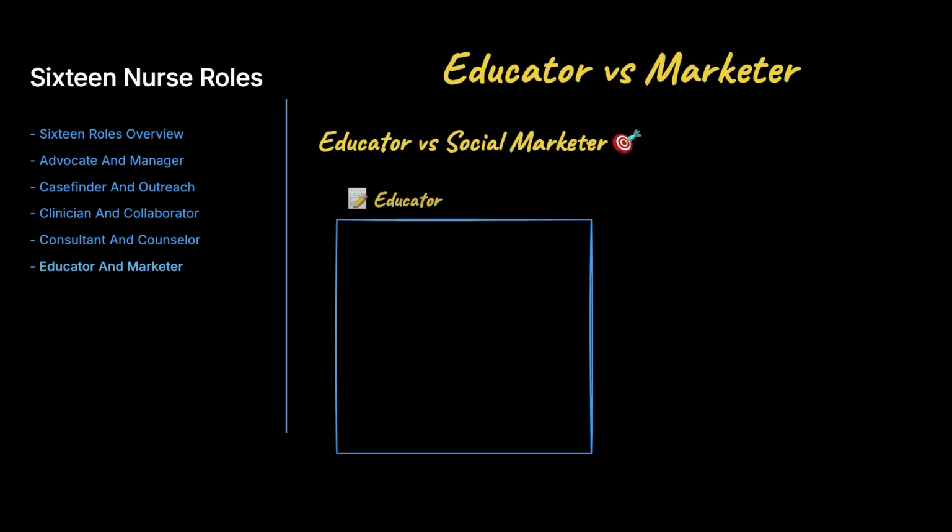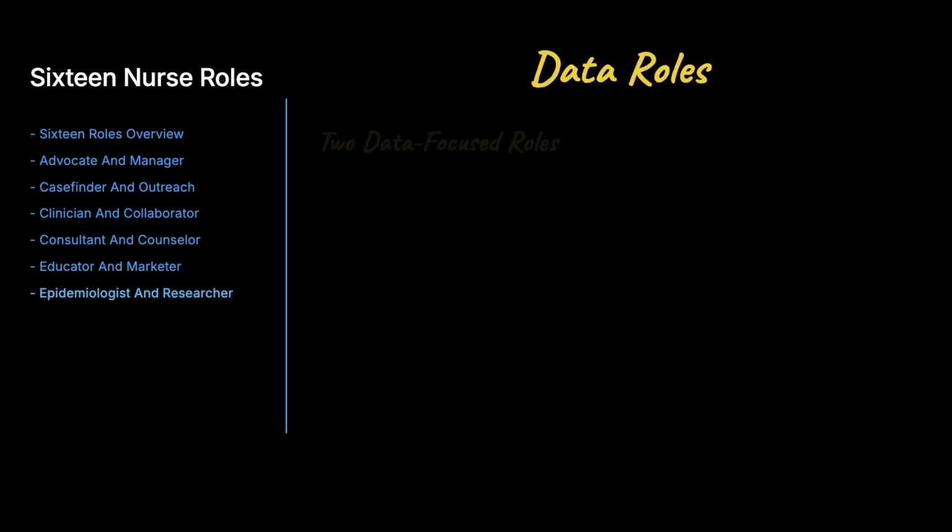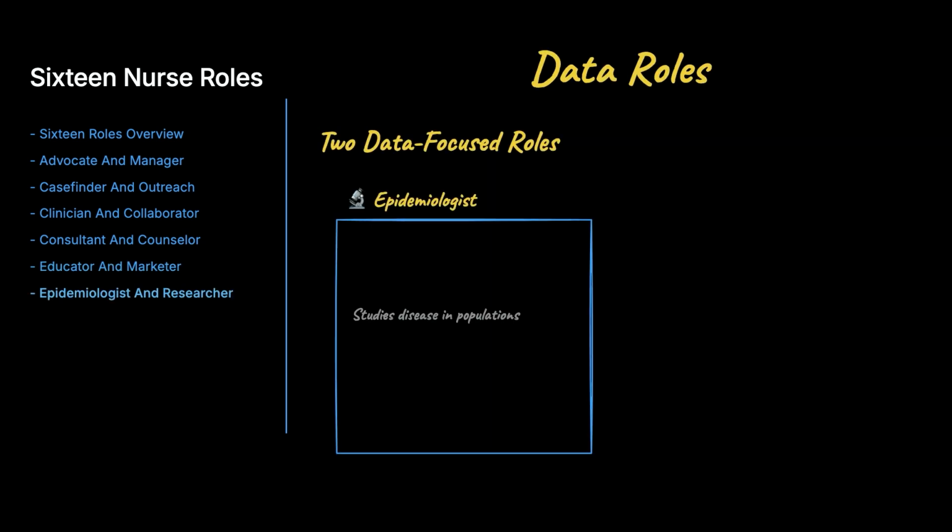This brings us to the educator versus the social marketer, a favorite exam trap. An educator delivers content directly, teaching a class on infant-safe sleep or leading a diabetes workshop. A social marketer instead builds a structured campaign to shift behavior across a population using audience targeting, branded messaging, and media channels.